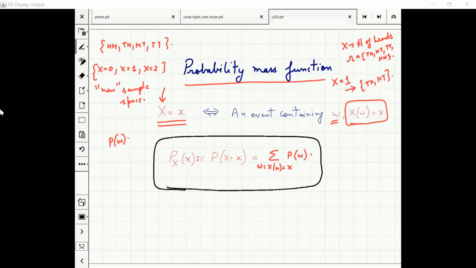If all the 4 outcomes in our example were equally likely, the probability that X is equal to 0 is equal to 1 by 4. X is equal to 1, half. And similarly the probability of X is equal to 2 is 1 by 4.